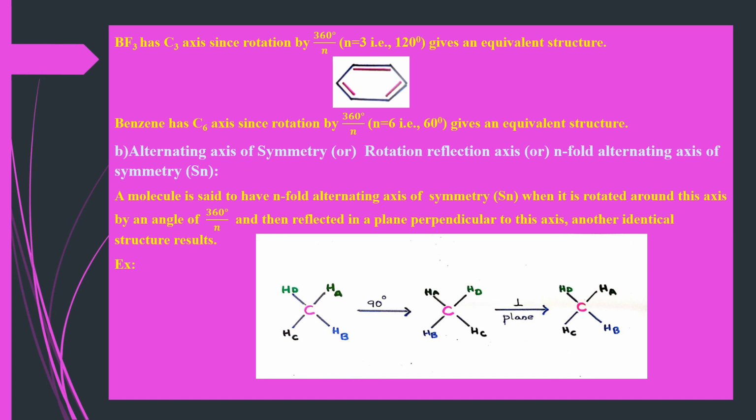Understood, students? Look at the example given here. See, with 4 different kinds of hydrogen atoms. When it is rotated about an imaginary line through a complete rotation of 360 degrees, after 90 degrees, when it is reflected in a plane perpendicular to the axis, then we can see the same identical structure. So this particular molecule has S4 axis of symmetry. Why? Because after every 90 degrees, when it is reflected in a perpendicular plane, then we can find the identical structure. Students, this is about alternating axis of symmetry.